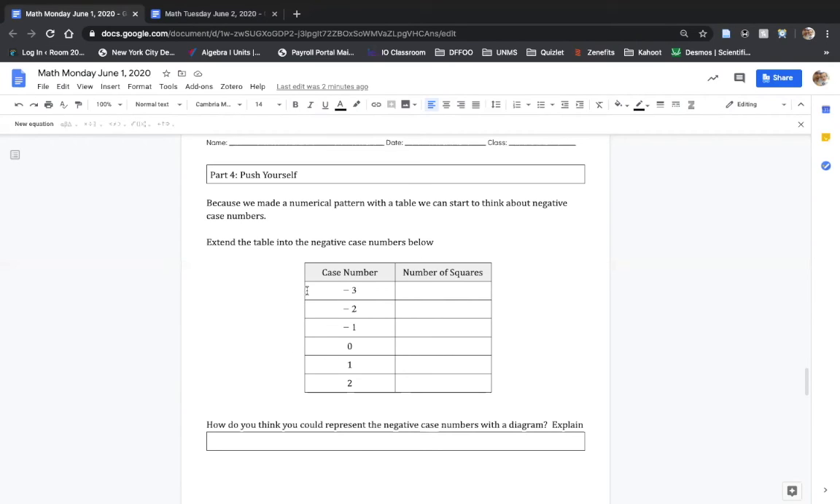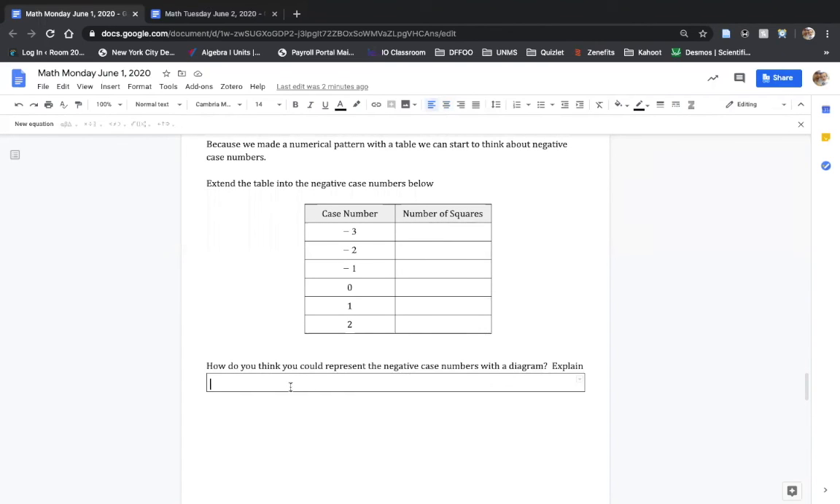But when you fill out that table, because we recognize the pattern, it should be possible to figure out how many squares you should have at, for instance, case number 0, case number -1, -2, -3. So write those numbers in for there. And then what I want you to think about is visually with your diagram. Can you think of some way that you could represent a negative case number with that negative number of squares, right? Get creative. There's a lot of different ways you can do this. There's no right or wrong way. I just want to see what people are thinking, all right?